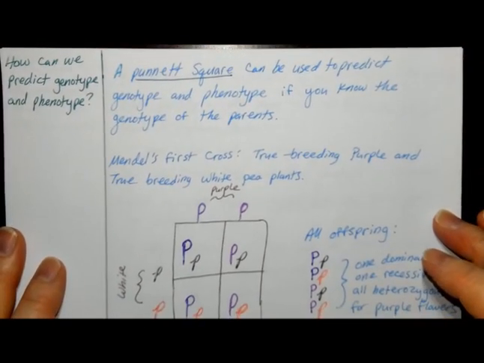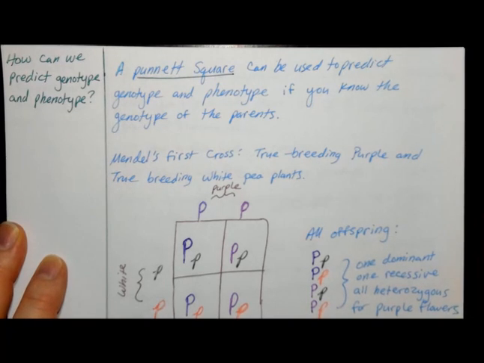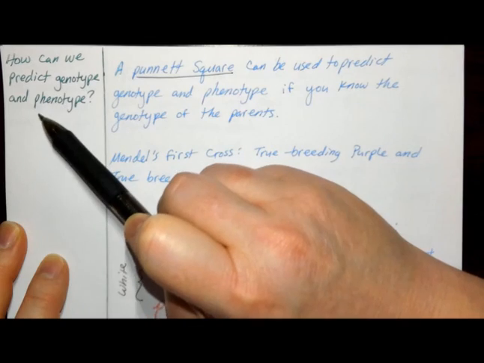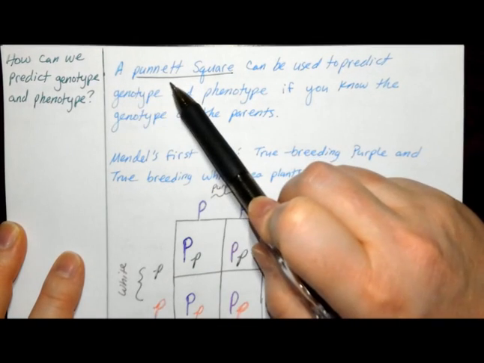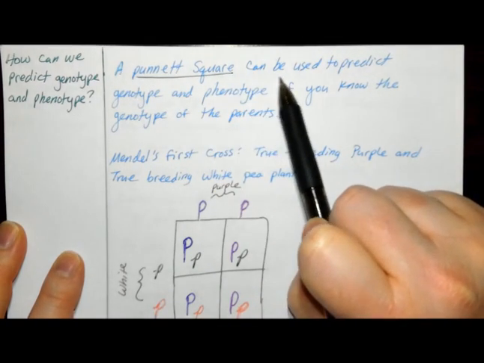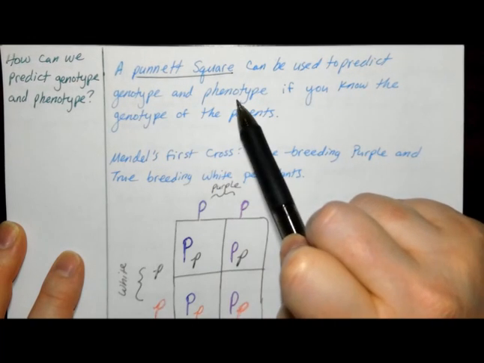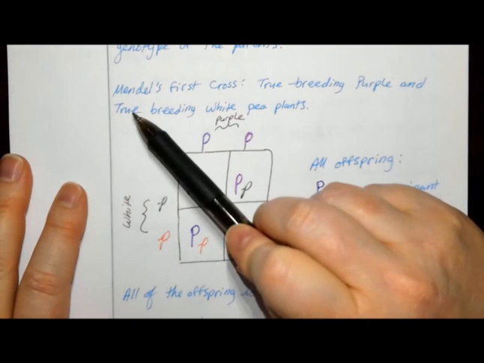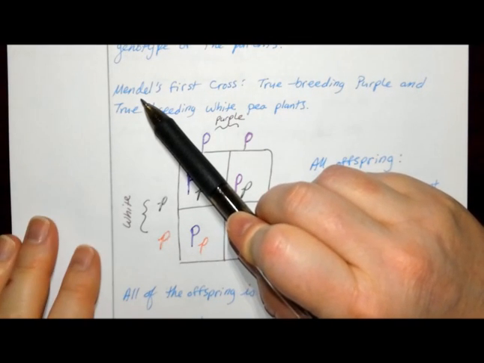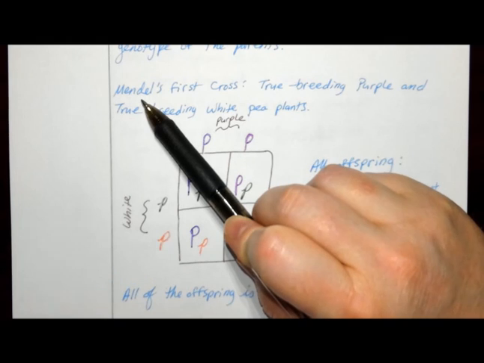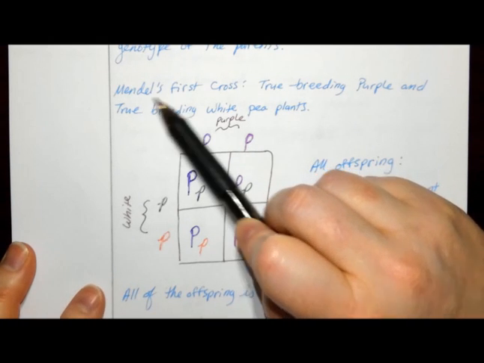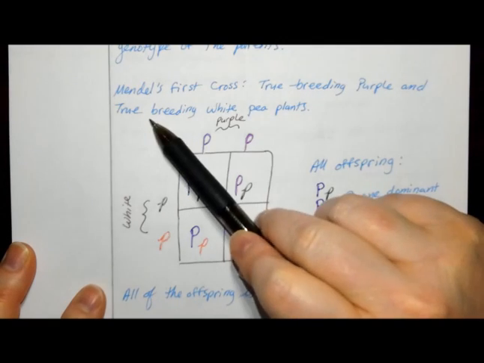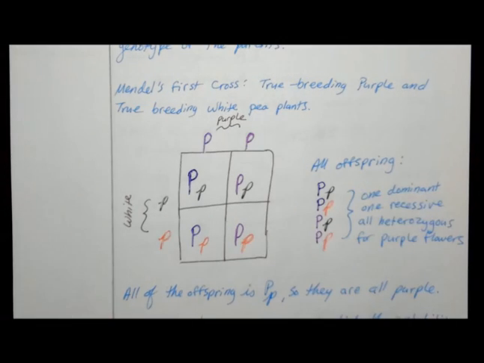Okay, is there a way to predict the genotype and the phenotype? Yes. How can we predict genotype and phenotype? So we can use a Punnett square. Punnett squares can be used to predict genotype and phenotype if you know the genotype of the parents. So if we think back to 11.1, talking about Mendel and his pea plant experiments, in his first crossing of plants, true breeding purple and true breeding white pea plants were crossed.